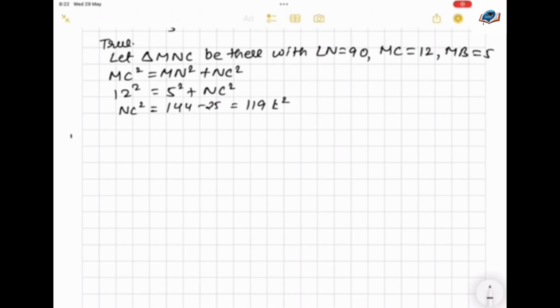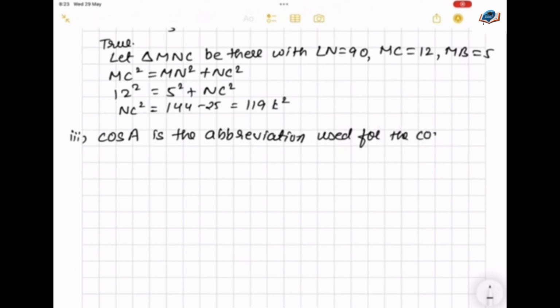Third one, cosec A is the abbreviation used for the cosecant of angle A. So that is true, as we write the short form of cosecant as cosec A.